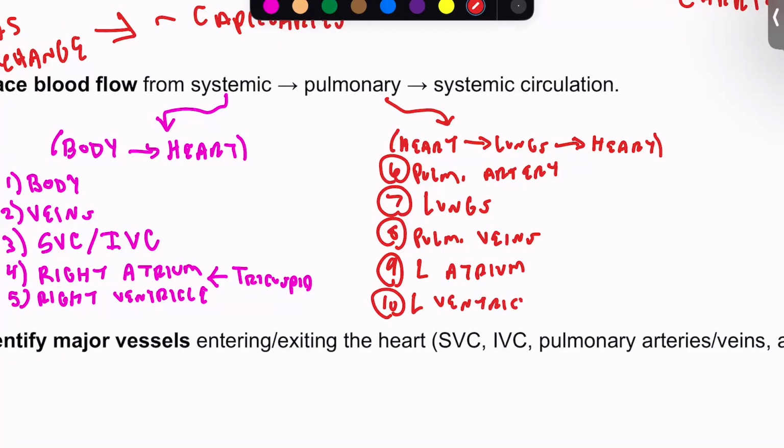Our left ventricle. And hopefully you remember that the valve here is the mitral or bicuspid valve. We got the left ventricle.